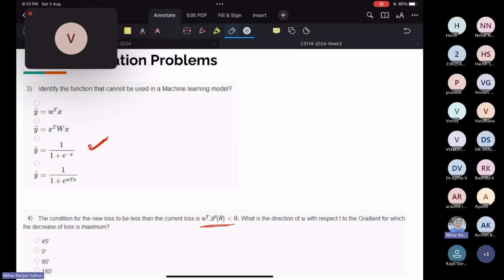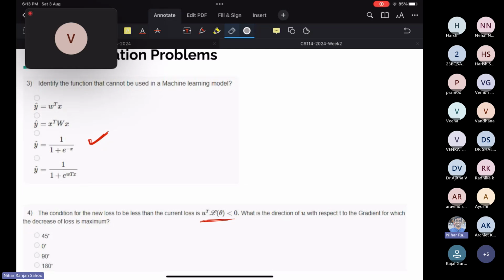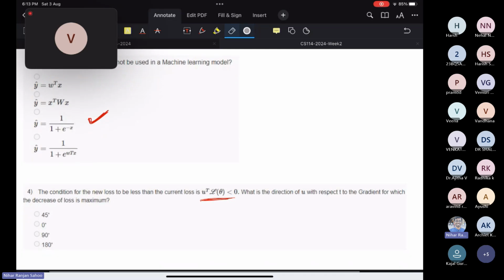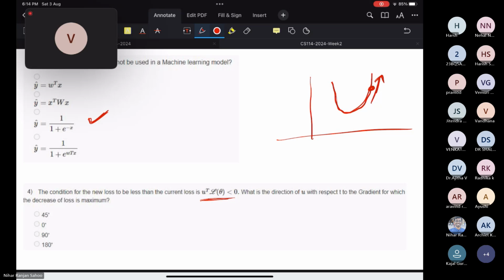So what is the direction of U with respect to the gradient for which the decrease of loss is maximum? Intuitively, and I'm not going into the proof now, say this is the loss curve and this is the gradient. The loss decrease will be maximum when we go in the exact opposite direction. If you go at some other angle, it will reduce the loss, but not as much as when going exactly opposite, that is 180 degrees. That is the maximum reduction.